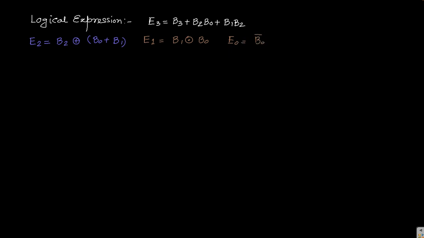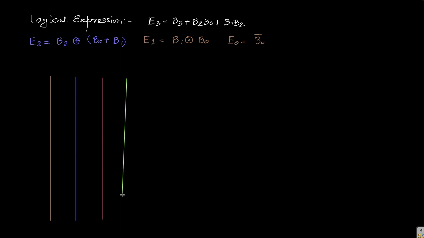Now we are getting the expressions. The outputs are E3, E2, E1 and E0, and the inputs are B3, B2, B naught and B1. So easily we can draw the logic diagram. How can we draw it? We are taking four bars: this is one bar, this is another bar, this is the third bar, and this one is the fourth bar.